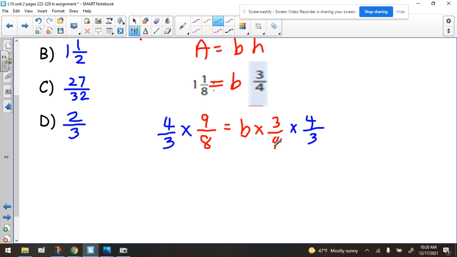Now what happens with everything over here? This all cancels out. If we divide by 4, we get 1. Divide by 3, we get 1. 1 divided by 1 would give us 1, and 1 times b would end up equaling b. So this side of the equation equals b.